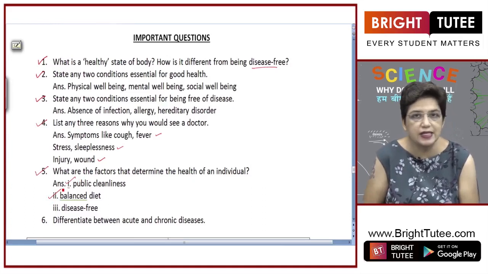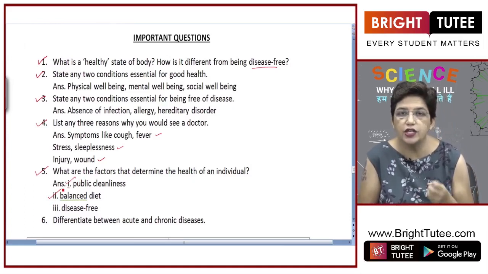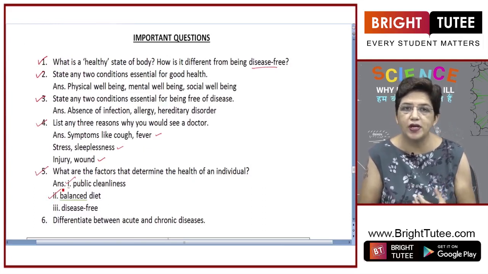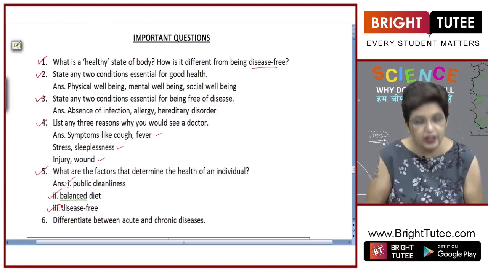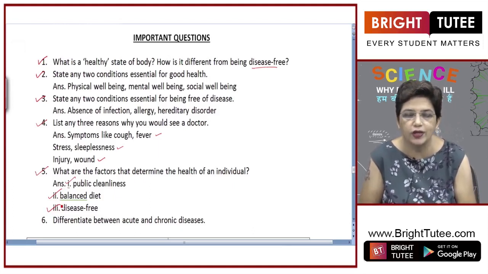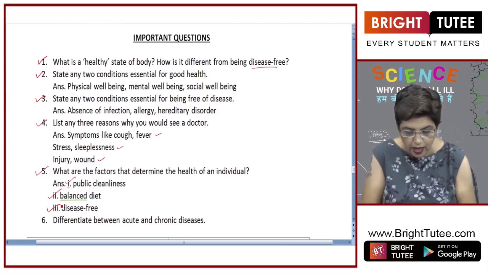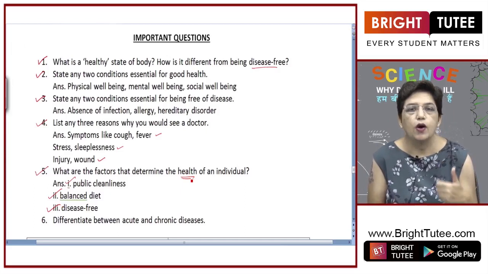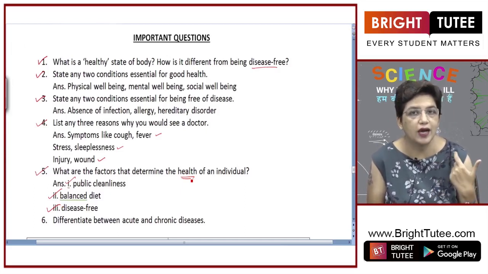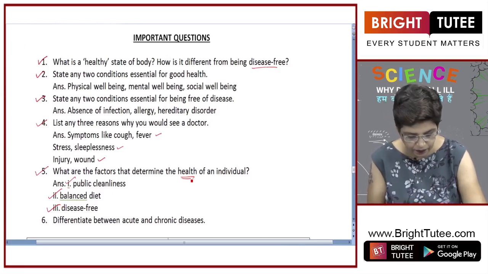The second is a balanced diet, whether you are taking healthy nutritious food, because it is important to maintain the immunity of your body. Third is whether the person is free from any kind of infectious or non-infectious diseases. So the health of the individual is decided by whether he has a disease or not, the kind of food he's taking and the kind of environment in which he is living.